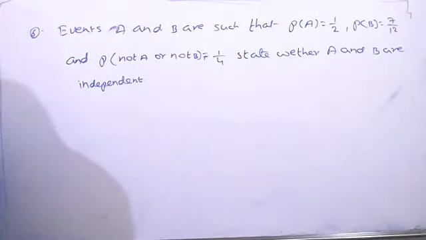Then how to find this? Already they give the conditions. Probability of A is given, probability of B, and the probability of not A or not B. Then what is the meaning of not A or not B?